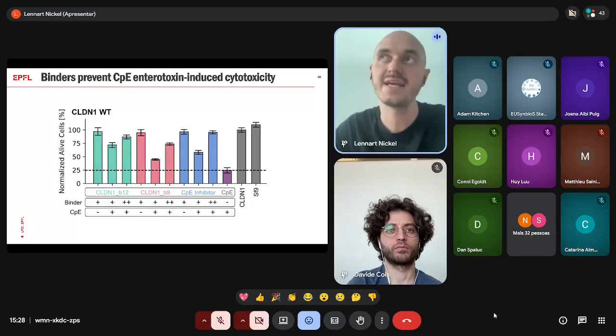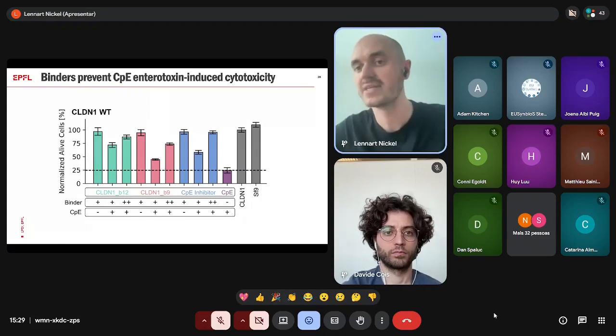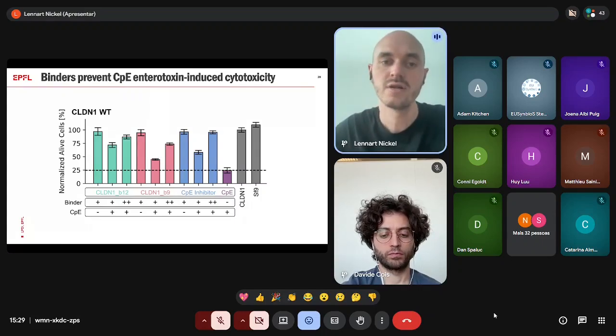If we can really compete with antibodies in the long run, I'm actually not so sure, but they can be a really good research tool to do these kinds of experiments.